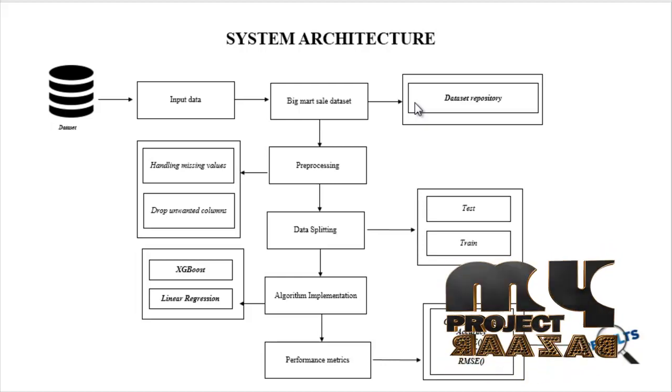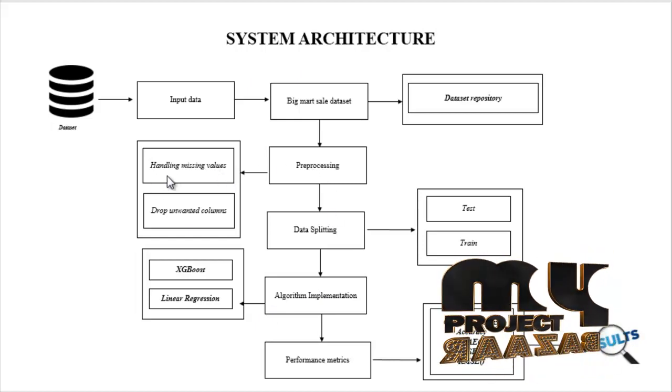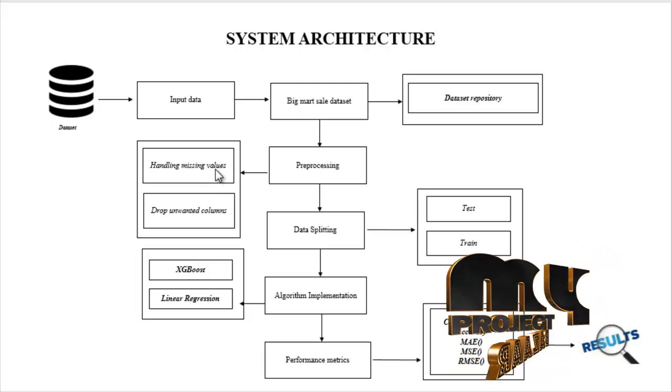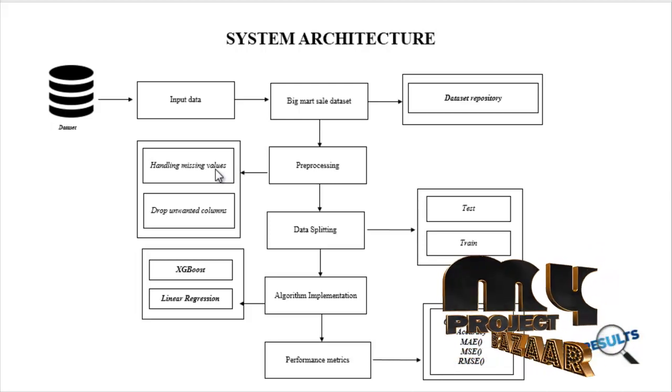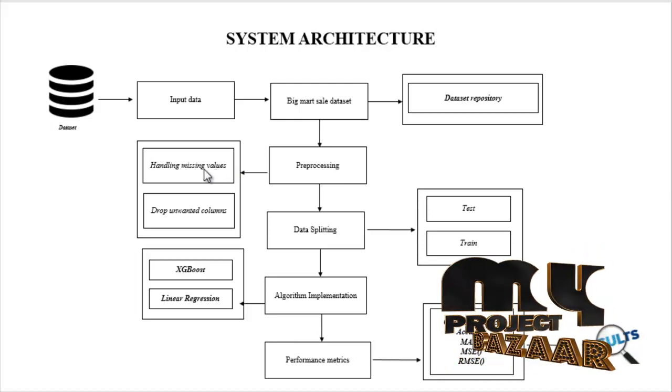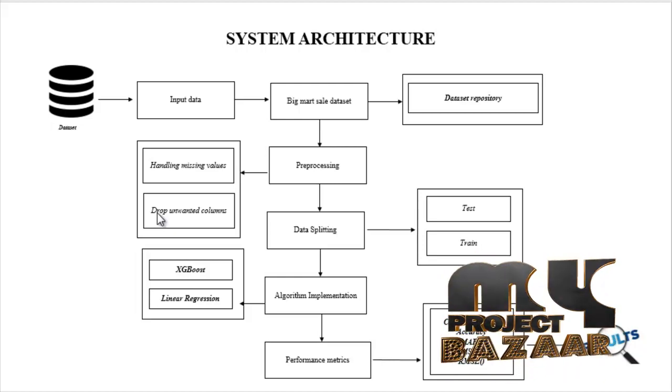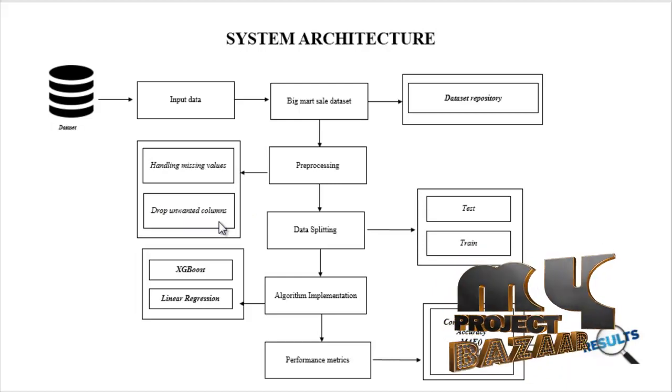Pre-processing means here we pre-process our data set in two steps. The first one is handling missing values. The second one is dropping unwanted columns. Handling missing values means some values are missing from our data set, and the machine cannot understand a missing value, so we replace the missing values. That step is implemented here. Dropping unwanted columns means if any unwanted column is included in our data set, we drop that column. That step is implemented in the drop unwanted column step.